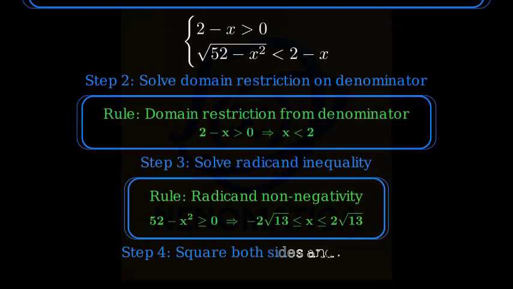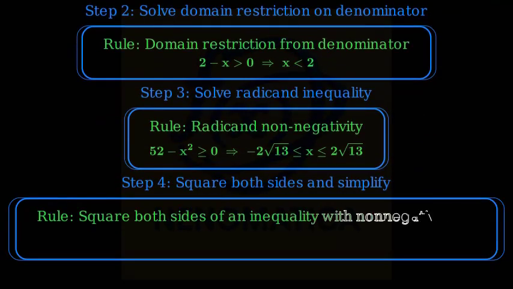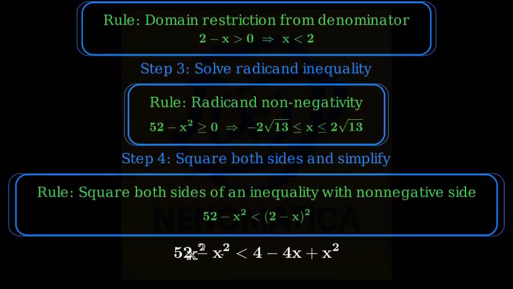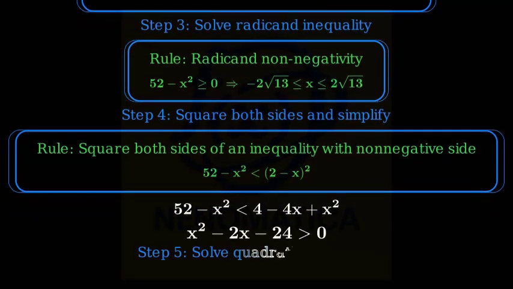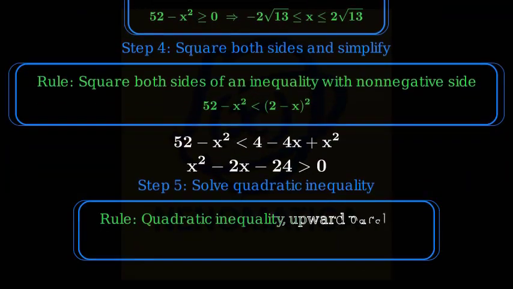Step 4. With 2 minus x positive, square both sides of the inequality, the square root of 52 minus x squared less than 2 minus x, then simplify. Step 5. Solve the quadratic inequality x squared minus 2x minus 24 greater than 0.